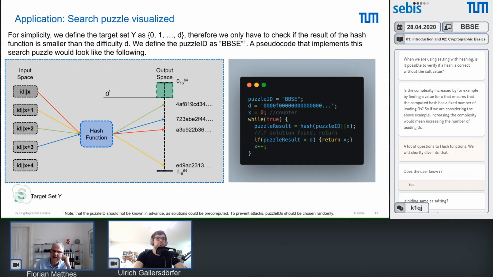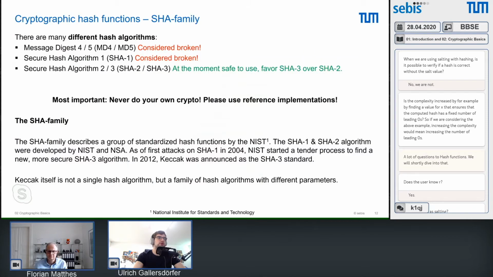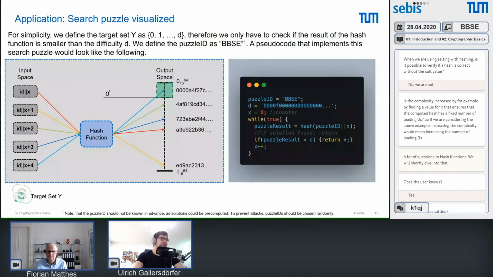Okay, so therefore, adding zeros shrinks the size of the output space, and therefore makes the puzzle exponentially harder. It doubles the difficulty with each zero. Yes. Okay. I think that there are no more questions in here, and we can continue. Okay.